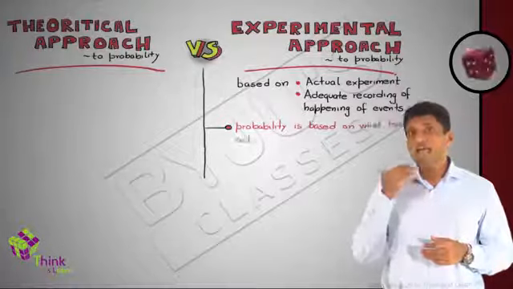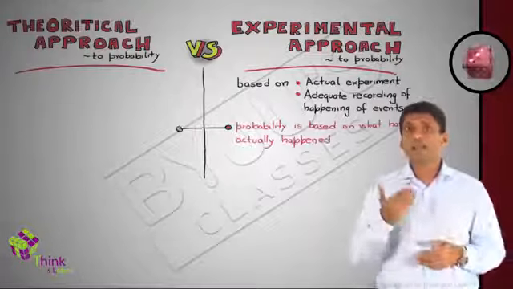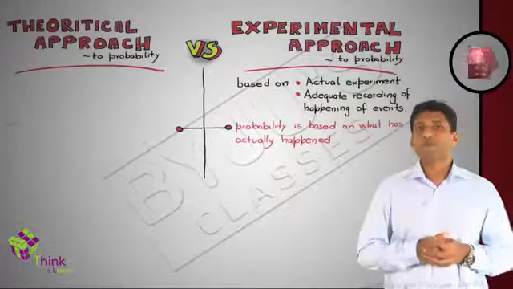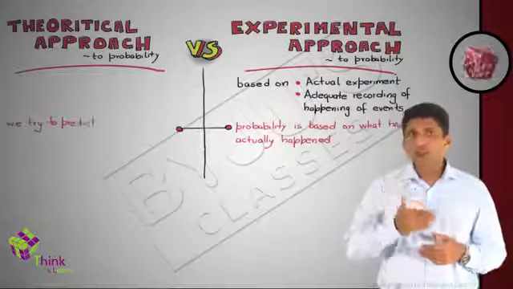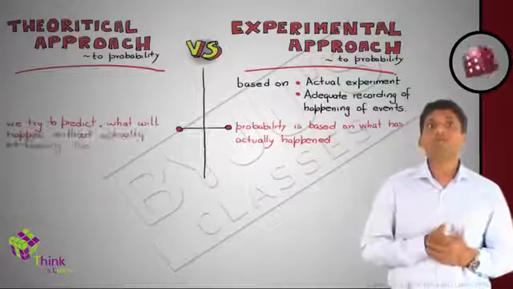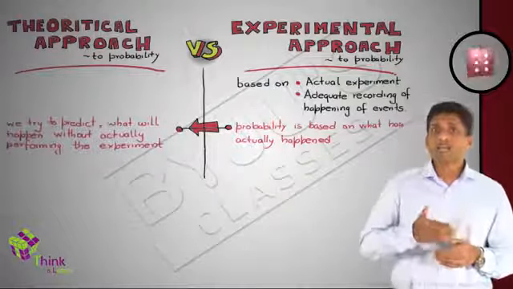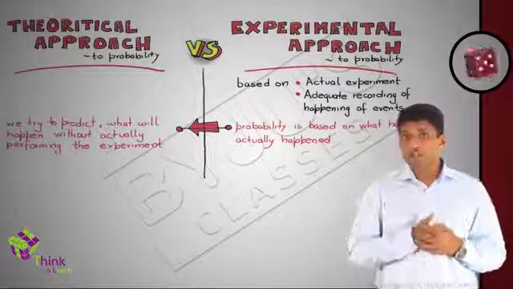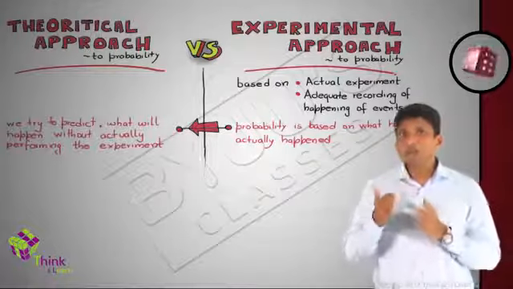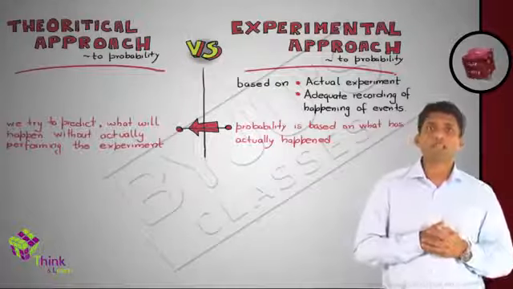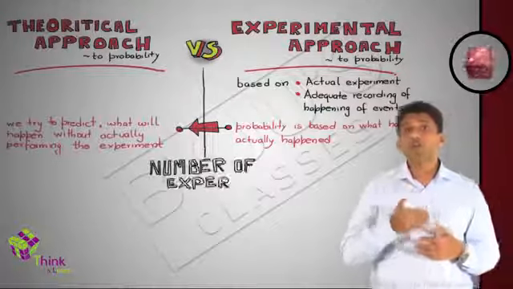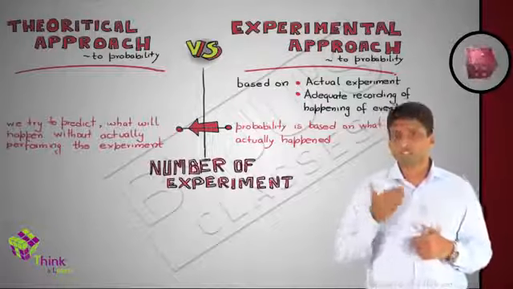on what has actually happened, while in the theoretical approach, we try to predict what will happen without actually performing the experiments. It has been observed that the experimental probability of an event approaches its theoretical probability if the number of trials of an experiment is very large.